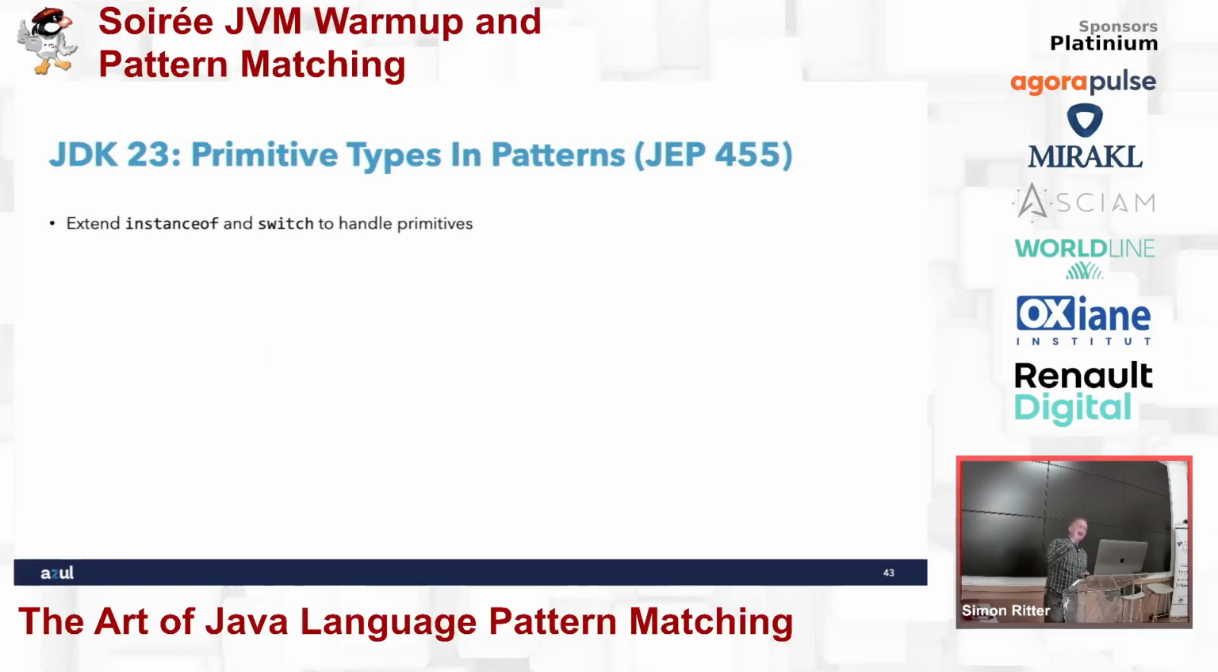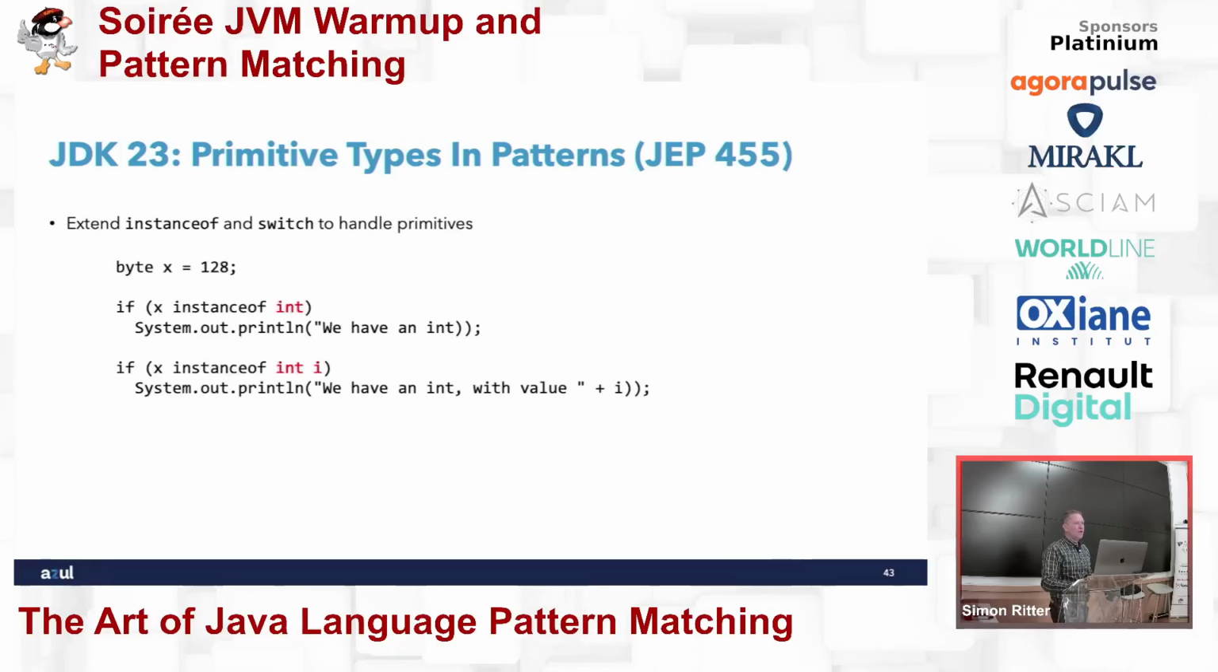But the other thing, which is quite important, is JDK 23, which we're getting next week. That's going to have primitive types in patterns, meaning that now you can do x instanceof int. And so you can actually have the primitive type used, and you can also use that in a switch as well. So you could switch on some type, and then have case int i and use that. So you can have primitives as well as full types in there.